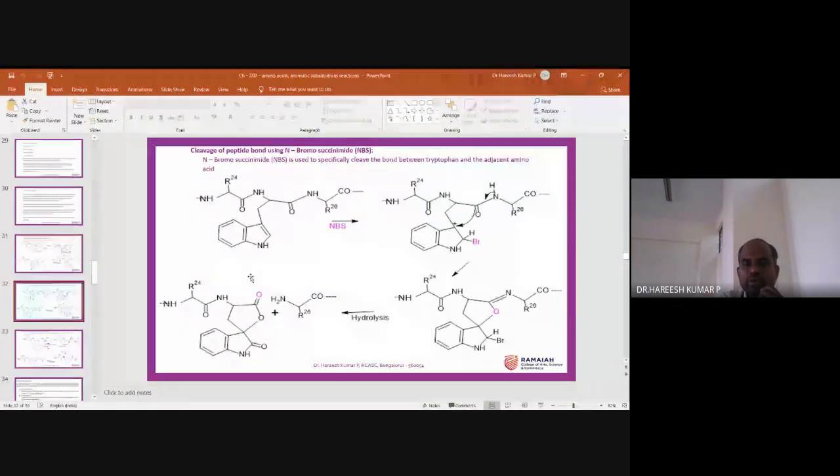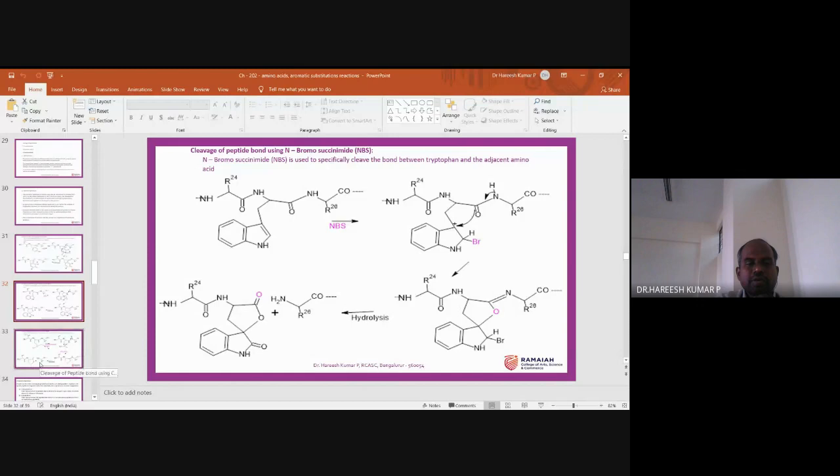Normally, one question can be picked from this concept: what are the different methods available for peptide cleavage? It will be a 5 marks question, and you can write one method or two methods with explanation. This is about using hypobromide, how the peptide is cleaved, and using NBS, how the peptide is cleaved. Hypobromide selectively cleaves the tyrosine and the adjacent amino acid. NBS cleaves tryptophan and the adjacent amino acid. Here there is a similarity in the cleavage condition: the last step is the same in these two methods.